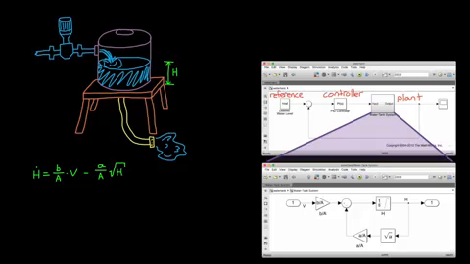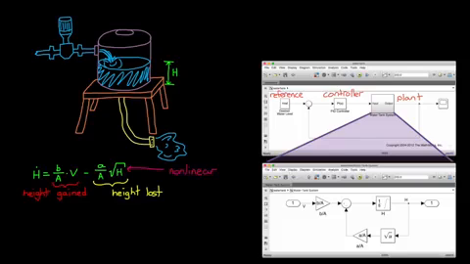So what we have is that the change in height of the water equals the amount of height gained by the water entering the tank minus the height lost by water leaving. And the amount lost is proportional to the square root of the water height, and this square root makes it a nonlinear system. So at this point, we could linearize this model and fit it to the form x dot equals ax plus bu.